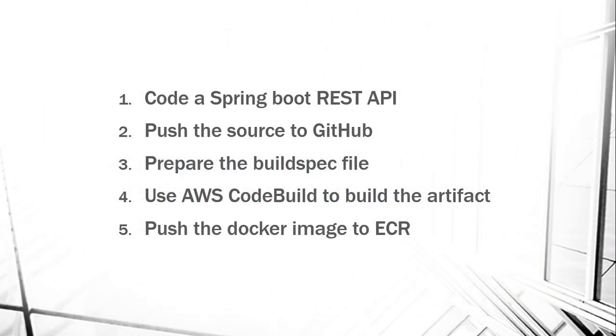So this is the first video. I will follow these steps. For the first step, I will do some coding to develop the Spring Boot API, and after that I will push the source code to GitHub, and the AWS CodeBuild will pull the source code from GitHub and then build the project. I will show you the BuildSpec file. This BuildSpec file is used by the AWS CodeBuild to build the artifacts and also build the Docker image. And finally, I will push the Docker image to ECR, which is the container registry in AWS. So this is my introduction. Let's get our hands dirty and start some coding.